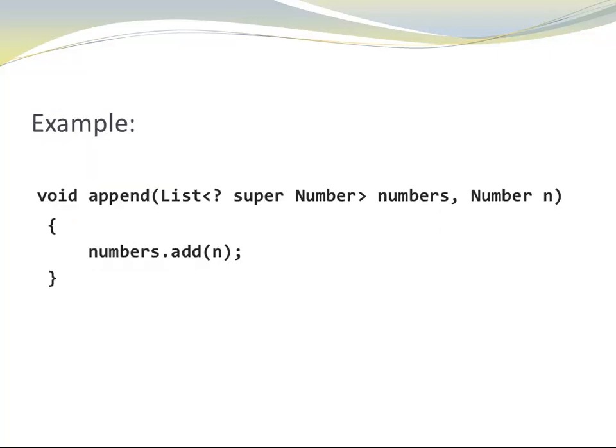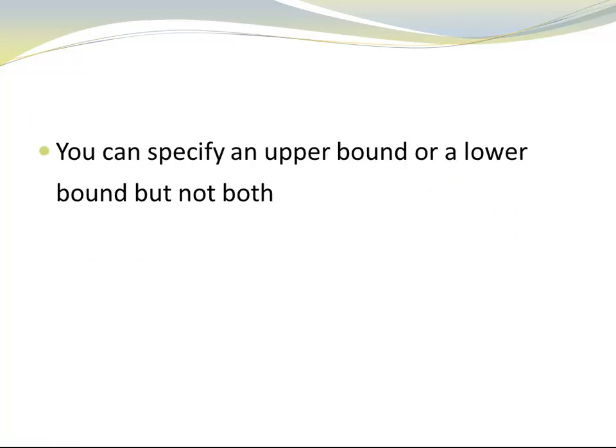Here is an example. I could have a method, it's called append. What I want to do is I want to append a number. And I can say, well, I can append a number in any list as long as it's either a list of numbers or a supertype. It could also be a list of objects. Not a problem because a number is an object. You can specify an upper bound or a lower bound, but you cannot specify both upper bound and lower bound for the same variable.